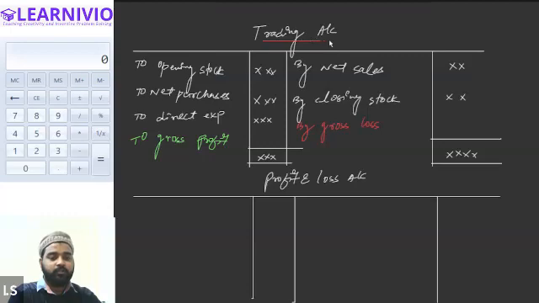If there is gross loss in the trading account, this gross loss will be carried forward to the profit and loss account. So if there is a gross loss in the trading account, this gross loss will be carried forward to the profit and loss account on the debit side. So we will write down the gross loss on the debit side of the profit and loss account.